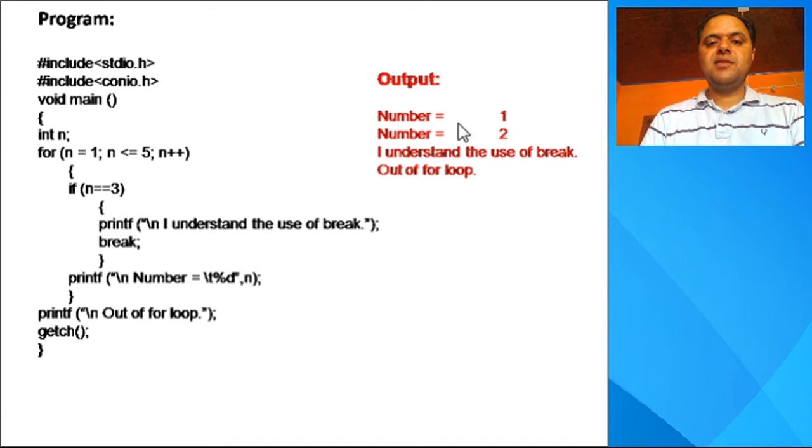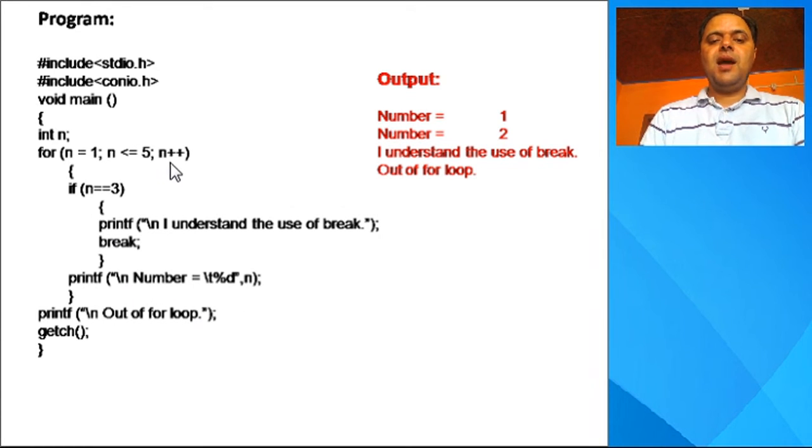So let's have the output. For example, the value of n is 1 first, because n is initialized to 1. So 1 is less than or equal to 5, yes, true. It will check if 1 equal to 3, no, it's not equal, so it will not go in this condition control statement. It will print number equal to 1. So number equal to 1 got printed.